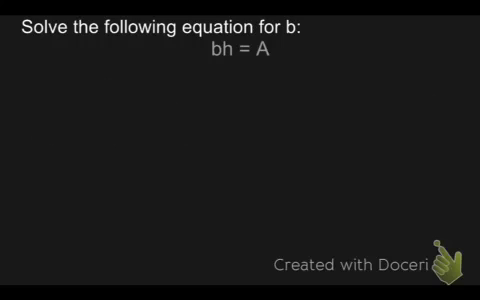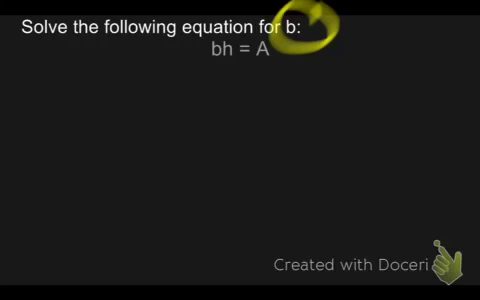All right, ladies and gentlemen, take a moment to jot down this equation. B times H equals A. You may recognize this as the formula for the area of a rectangle. Base times height equals A. So in this particular problem, I want to solve the equation for B. So what that means is I need to get B by itself.